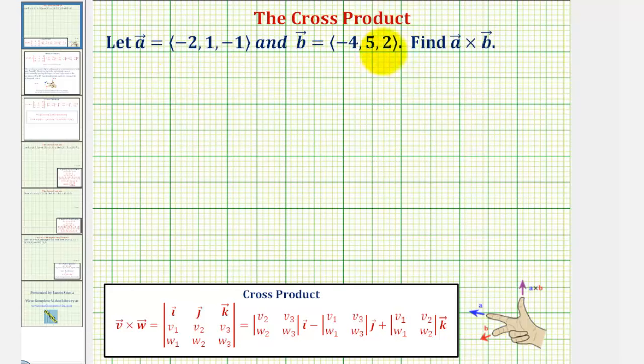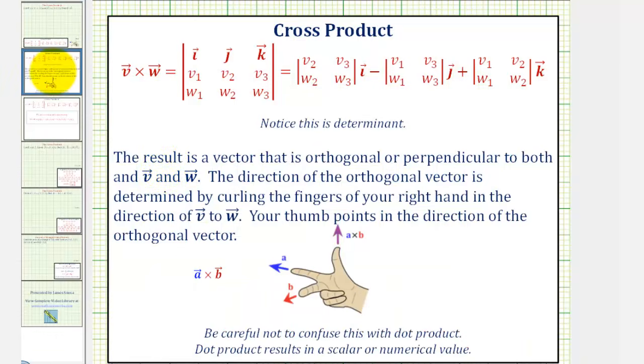We're given vector a and b and asked to find the cross product of vector a and b. We're going to find vector a crossed with vector b. When we find the cross product of two vectors, the result is another vector that is orthogonal or perpendicular to both vectors. So if we find the cross product of vector v and w, the result is another vector that's orthogonal to both vector v and vector w.